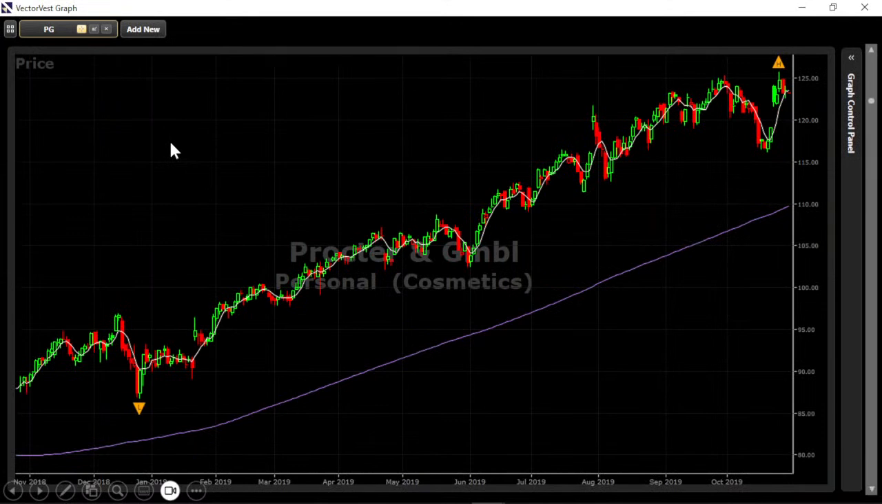So let me show you how the system works. Here we're looking at Procter & Gamble. Now this is from November of 18 to November of 19. Don't worry about why I went back so far, I'll explain why in a moment. RSI stands for Relative Strength Index. I'll get to the indicator in a moment.